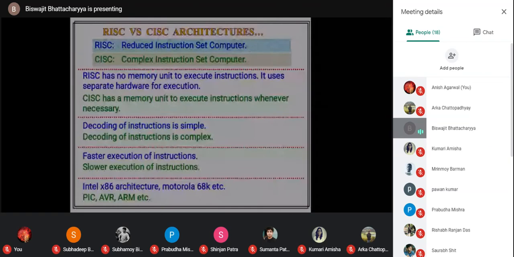Now the examples of this type of processor are the Intel 8086 architecture, the 8086 processor, and the Motorola 68000 processor. These are RISC, and the other processors are PIC, AVR, ARM. These are complex instruction set processors. Instructions can be of quite complicated nature.